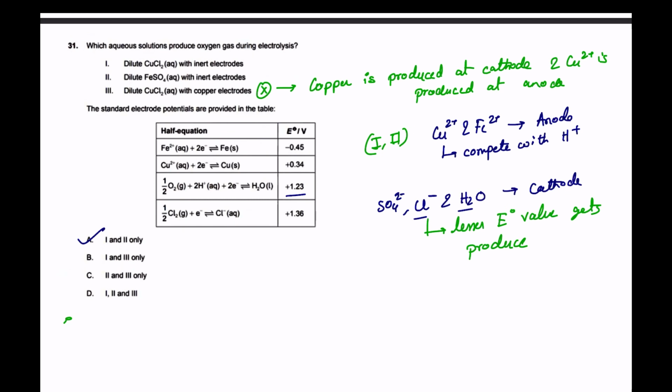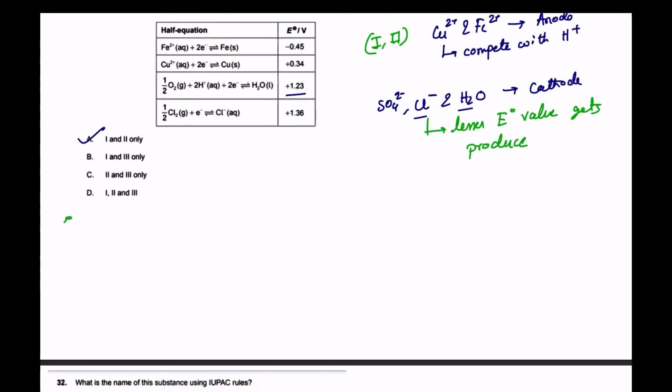Now we have to check option 1. Between Cl minus and H2O, check the E naught value. Cl minus is minus 1.36 and this is 1.23. We just need to remember that the component having the lesser E naught value will get produced. So obviously H2O has the lesser E naught value, so O2 will be formed. Options 1 and 2, both of them are correct answers. So option A is the correct answer to this question.